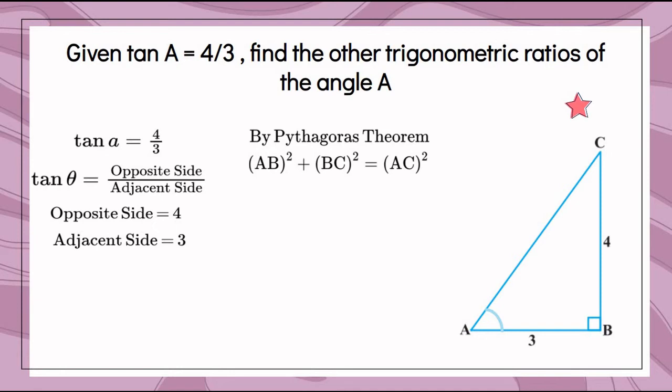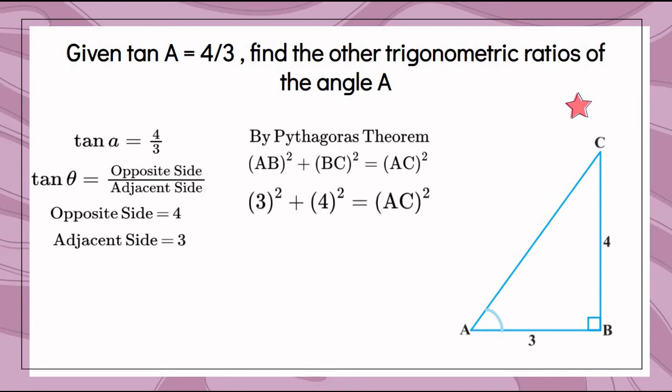Let's substitute the values, because we already know the values of AB and BC, so that we'll get the value of AC also. Then we are going to get all the sides of the triangle, and it would be very easy to find the ratios of the triangle. The value of AB we have as 3, so it's going to be 3 square, and the value of BC is 4, so it's going to be 4 square.